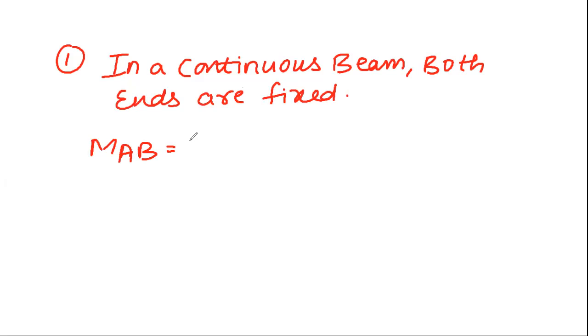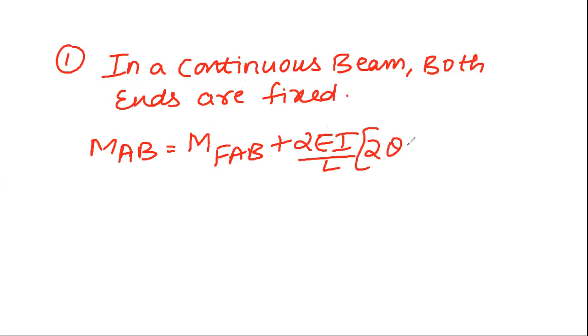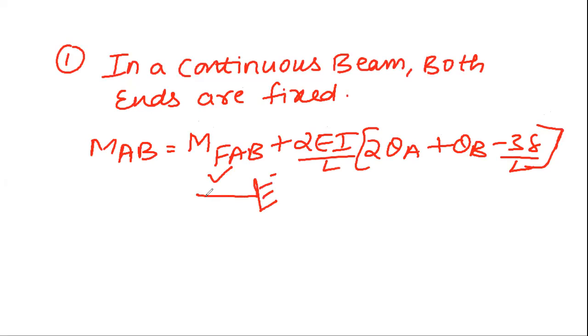For one moment I'm writing this formula. MAB equals MFAB plus 2EI by L into (2 theta A plus theta B minus 3 delta by L). Whenever you are solving the problem, initially you have to calculate the fixed end moments. Fixed end moments means that in the AB span, you have to fix both ends and calculate the fixed end moments.